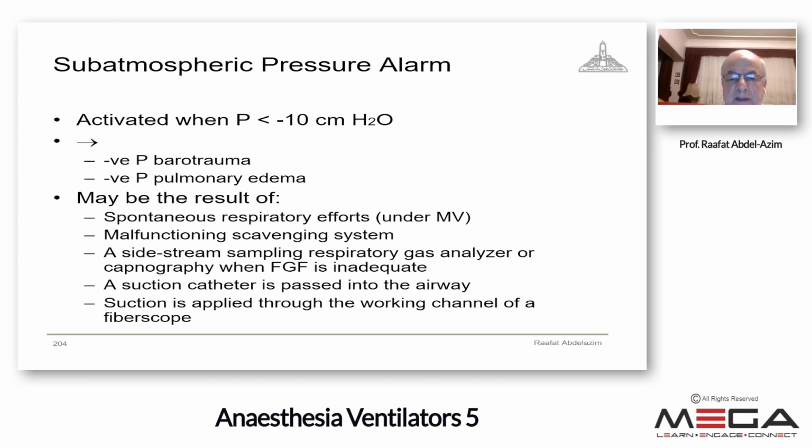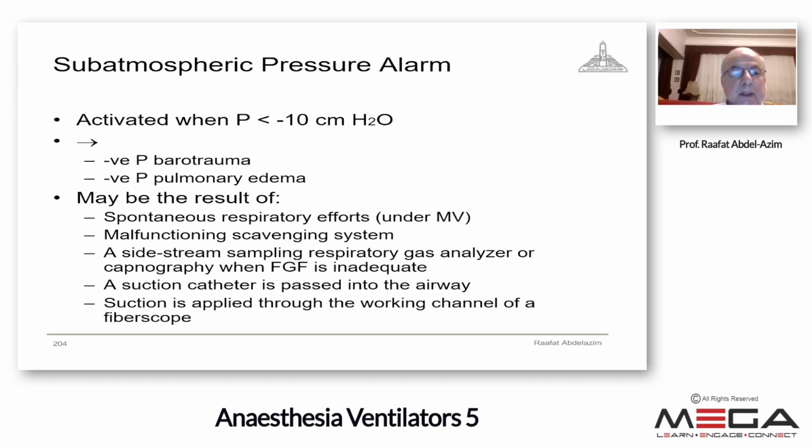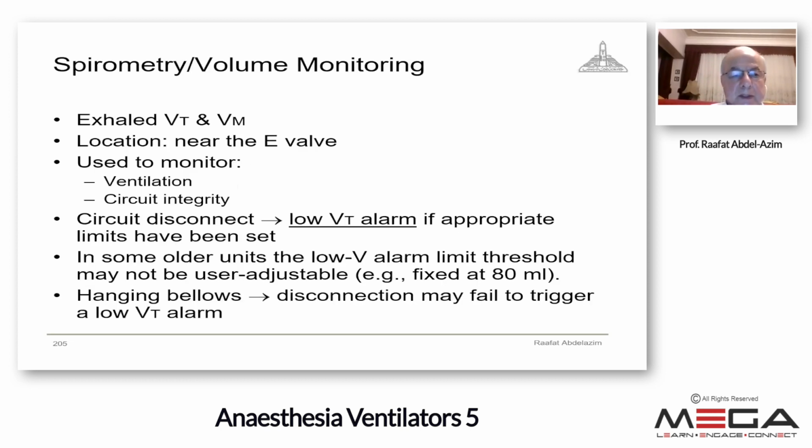The malfunction of the scavenging system also leads to subatmospheric pressure alarm. If it is an active scavenging system, side stream sampling also, because it works like a suction. If the fresh gas flow is inadequate, too low than the recommended value, or using a suction catheter during use of the ventilator into the airway, or suction during fiber optic scope use, through its suction port.